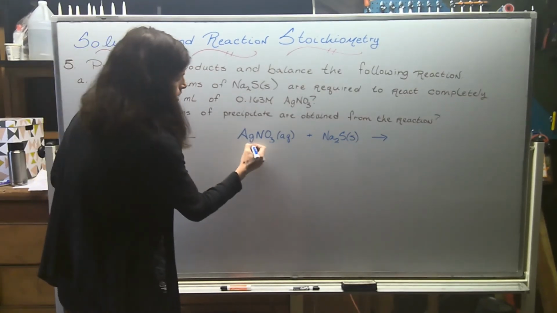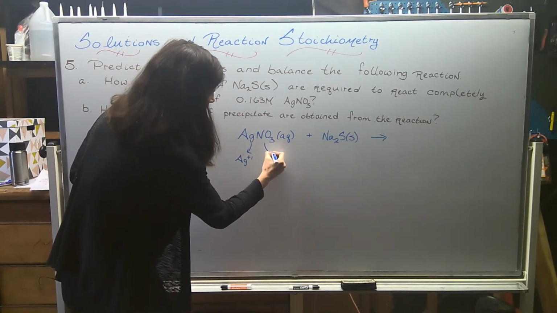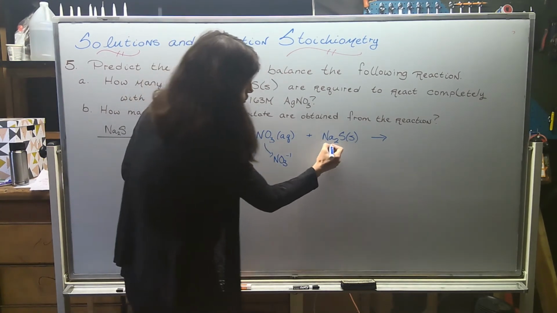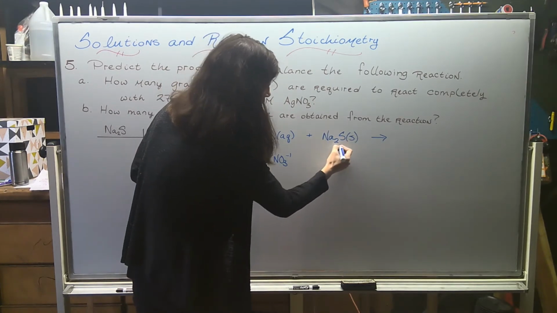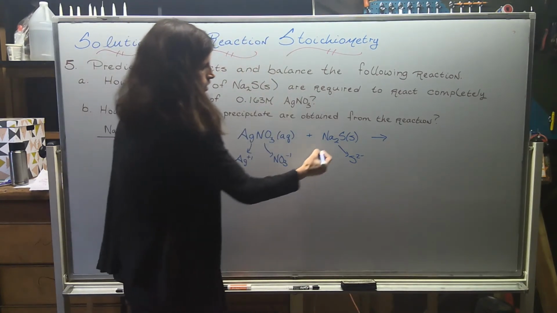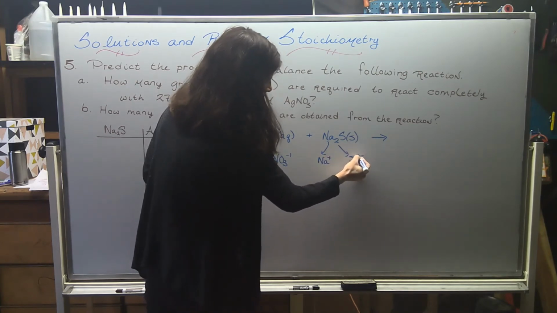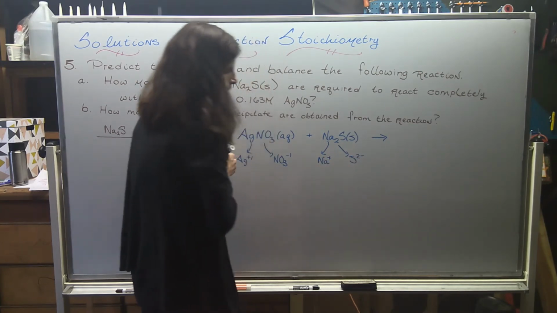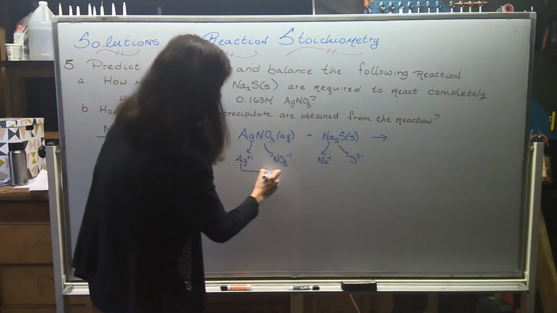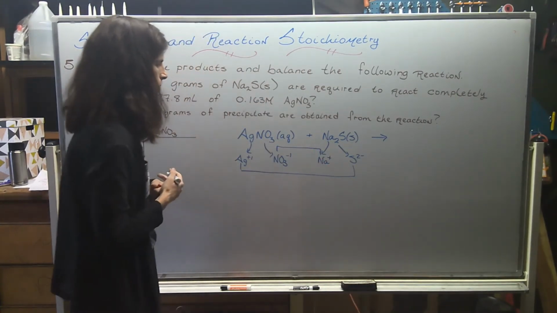Let's predict the products. So silver is going to be a +1, and nitrate will be a -1. And sodium, well, I don't want to put that 2. That 2 belongs to sulfur or sulfide because it's in group 6. Sodium's in group 1, so I know that that does a +1. And so that makes sense because the 2 came down that way. It's not part of sodium. I'm going to do-si-do them. So we're going to combine silver and sulfide and sodium and nitrate.